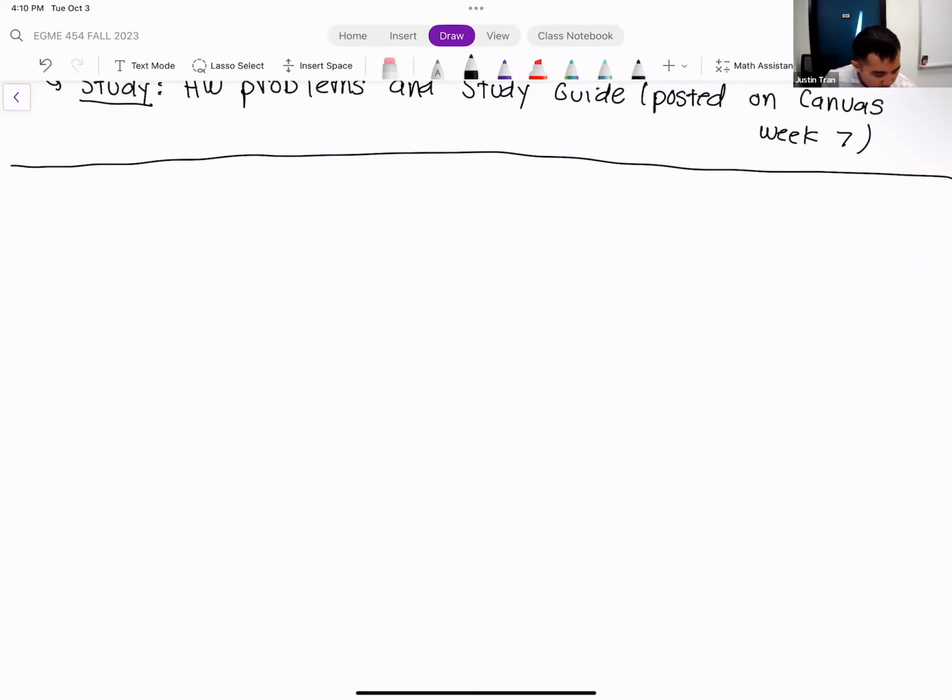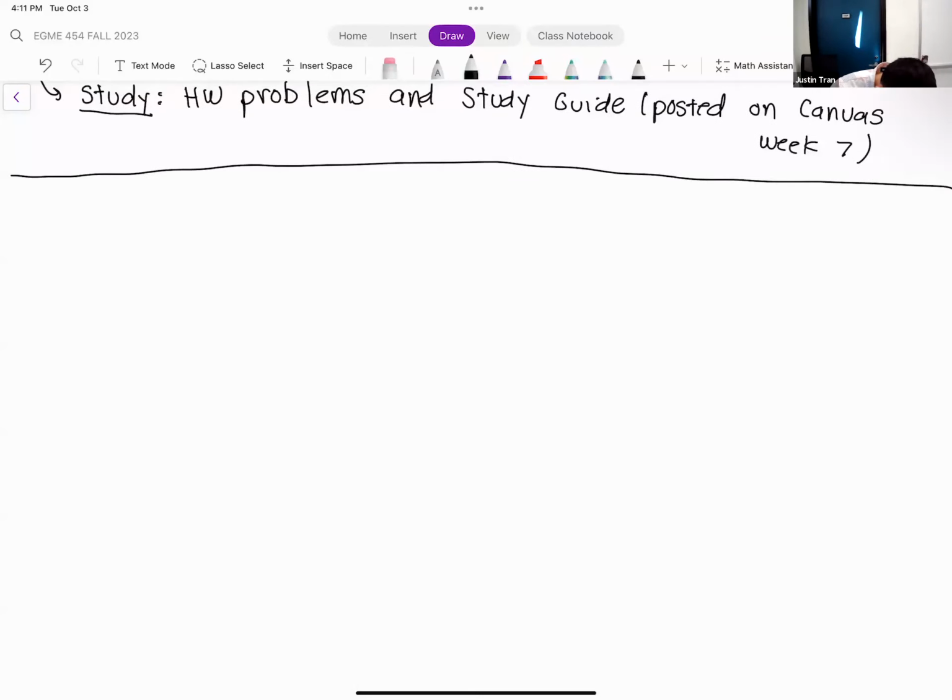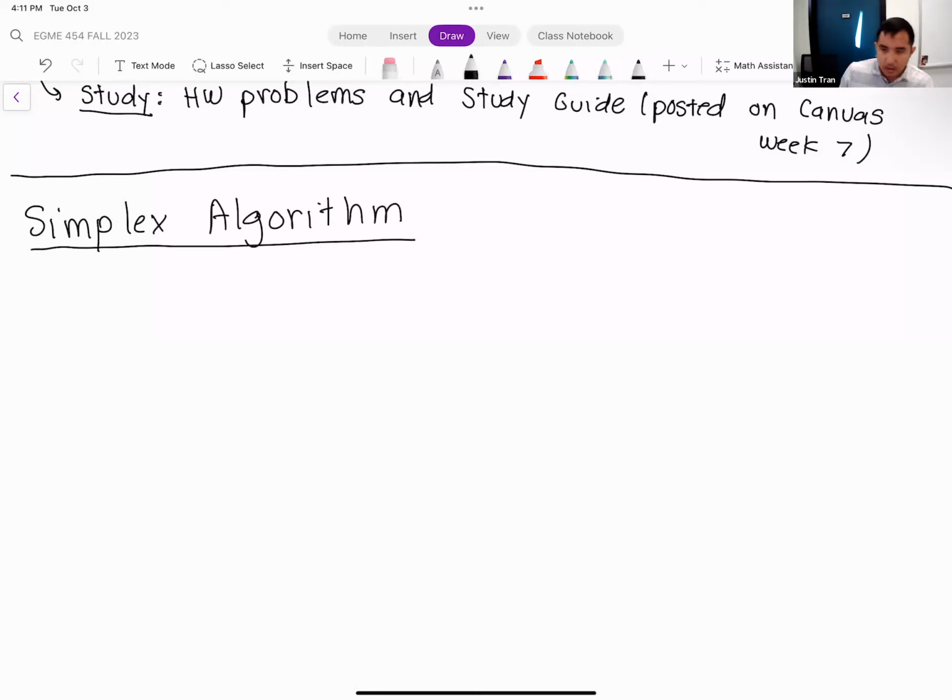So what we were covering last Thursday was this idea of the simplex algorithm. So the simplex algorithm is the primary method that we're going to use to solve our linear programming problem.